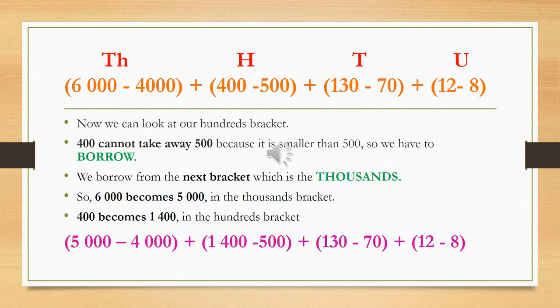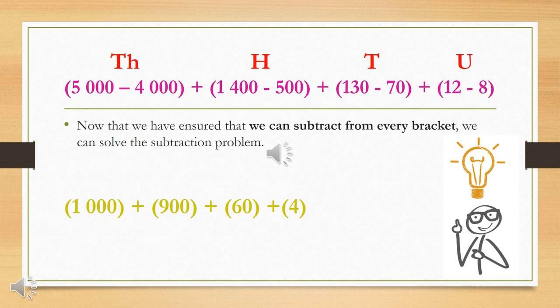Now our line says 5,000 minus 4,000 plus 1,400 minus 500 plus 130 minus 70 plus 12 minus 8. Now that we've ensured that we can subtract from every bracket, meaning every bracket has a yes. 12 can take away 8. Yes. 130 can take away 70. Yes. 1,400 can take away 500. Yes. 5,000 take away 4,000. Yes. So now we can solve the subtraction problem because there's a yes, yes, yes, yes.